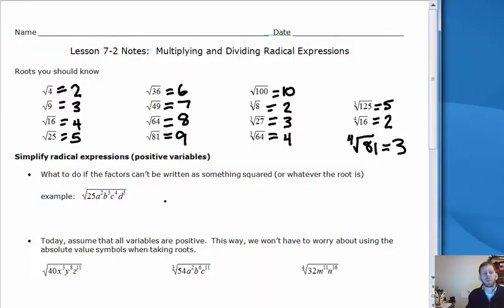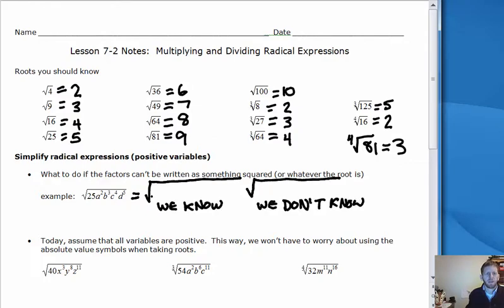We're going to start today by reviewing something we talked about yesterday, which is simplifying radical expressions. Yesterday we had this square root of 25a squared b cubed c to the fourth d to the fifth. And we were able to break this problem up into things that we know the square roots of and things we didn't know the square roots of. For example, we knew what the square root of 25 was, so that will go in here, and we can also square root the a squared. That's something we can work with. Odd powers, not so much. B cubed, we don't know the square root of.